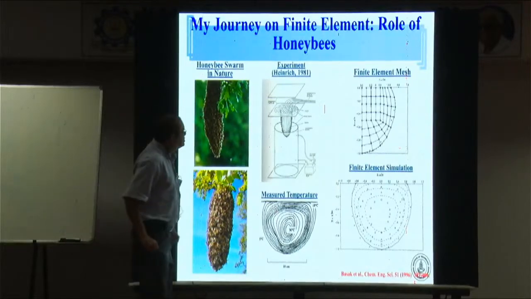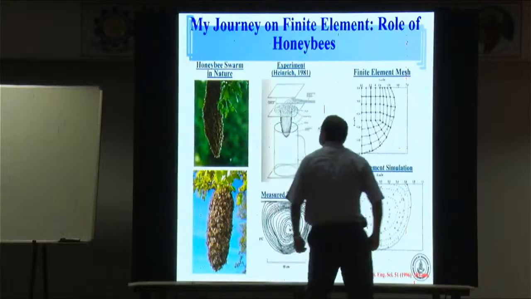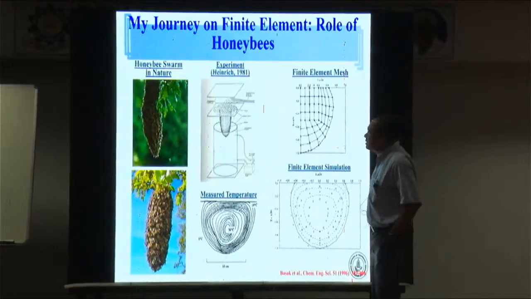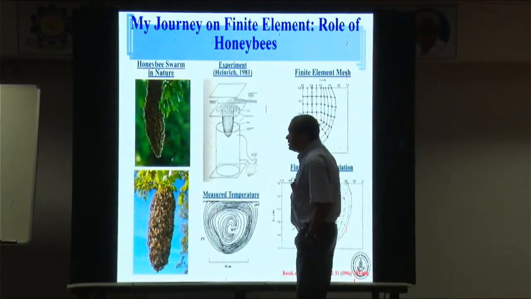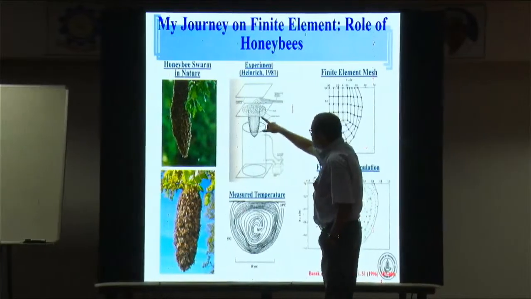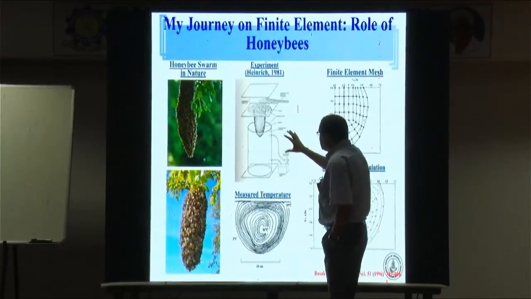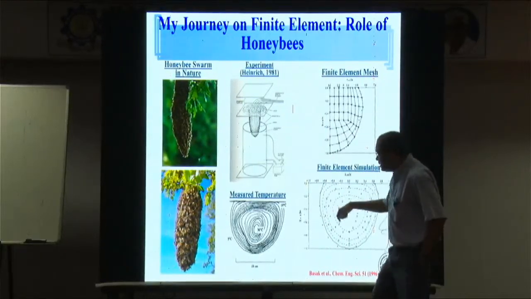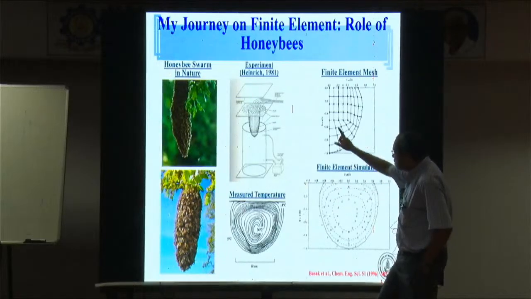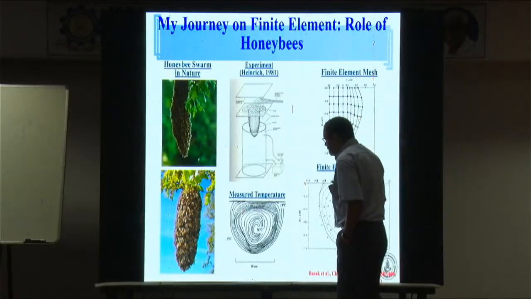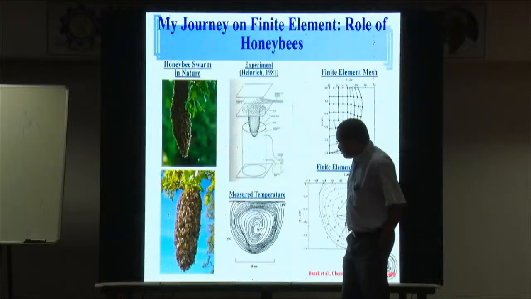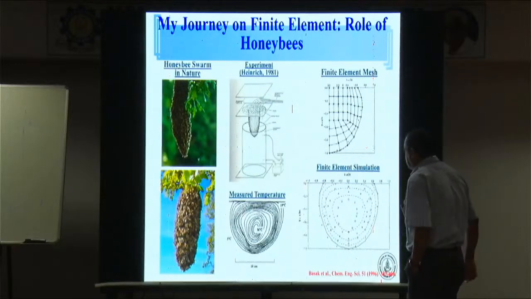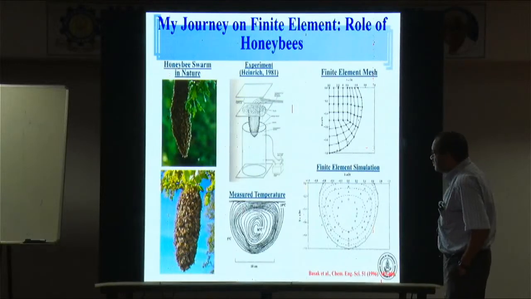One of the scientists, Bernd Heinrich, more than 40 years back, did an experiment. He created an artificial swarm of honeybees and made them form this kind of structure, and he measured the temperature with a thermocouple. The center temperature is around 35 degrees centigrade, and the outer is around 15 degrees centigrade. So what was my work during my master's?